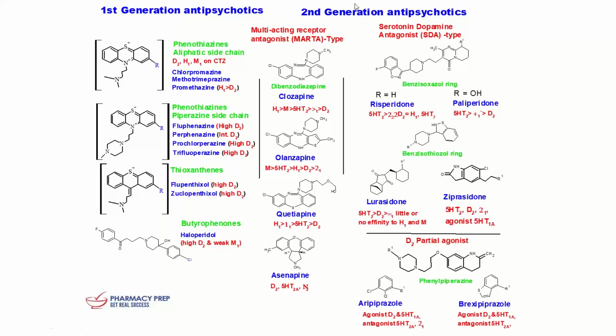So here, let's begin with the structure activities of antipsychotic drugs. Mainly you can break them down into 2 categories: first generation and second generation antipsychotics. First generation antipsychotics are also known as typical antipsychotics, whereas second generation is called atypical antipsychotics. Among the first generation antipsychotics, there are lots of medications.